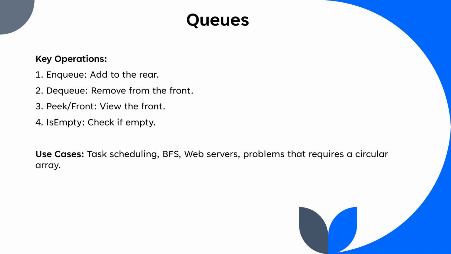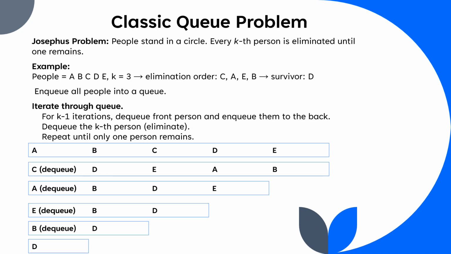Our key operations are enqueue, which adds to the rear, dequeue, which will remove from the front, peek, which will just view the front item, not actually remove it, and is empty, which checks for an empty queue. So like a stack, each one of these operations is performed in time O(1). It's used in task scheduling, the breadth first search graph algorithm. Web servers use it to respond to requests, and it's perfect for simulating a circular array. So let's look at a problem that does just that.